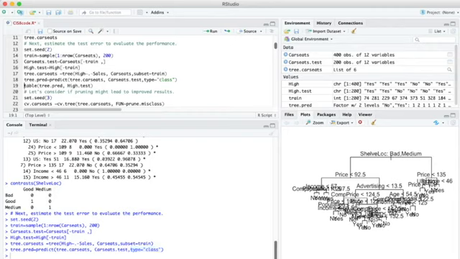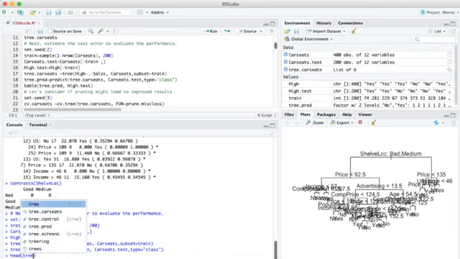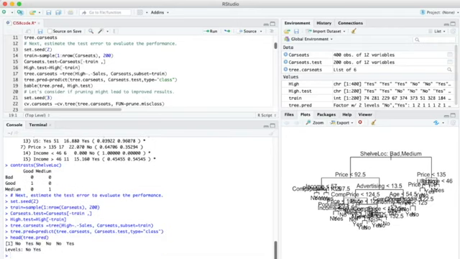And finally, we have made the predictions. Let's just show the first few observations. The first observation is predicted to be no, and the second one is yes, and then no, no, no, and yes.